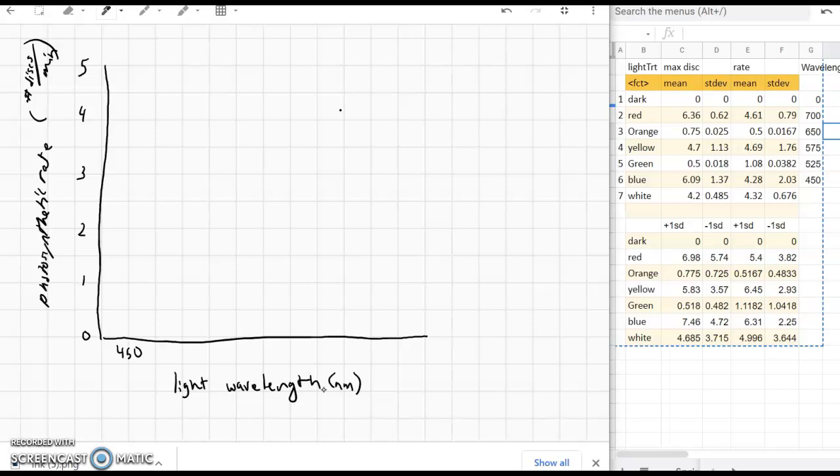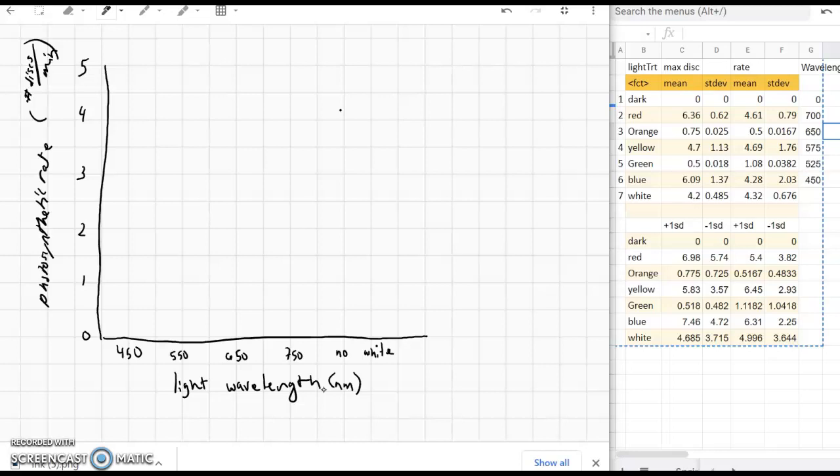So 450, we need to go up to 700: 550, 650, and 750, and then we'll do no light. And then there's also a white light, which I'll go ahead and put in here, but for our hypothesis it's not really necessary.